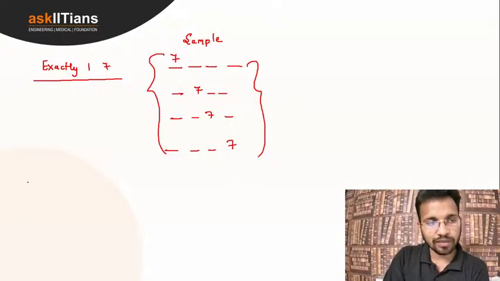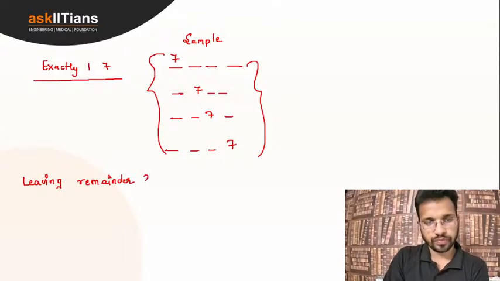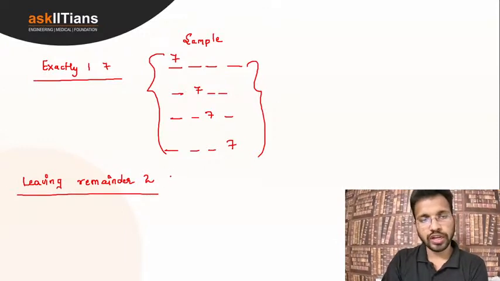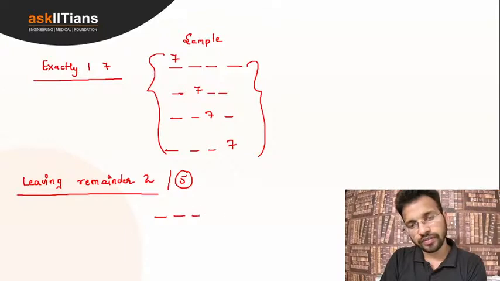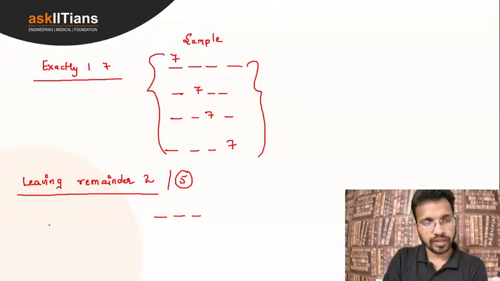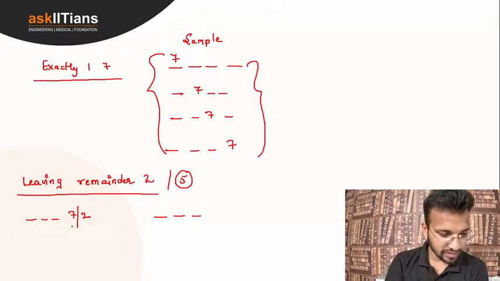So sample space finding, this was clear to all of you, right? Now the desired number was leaving remainder 2 on division by 5. So when is that possible? Either the last digit is 7 or 2. This part is clear or not?